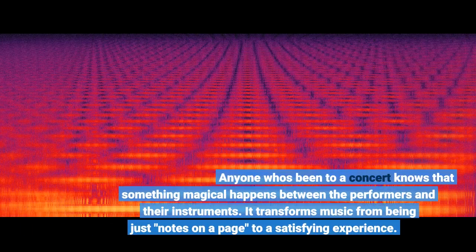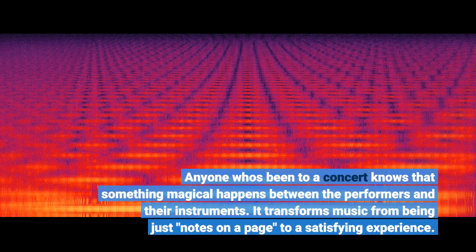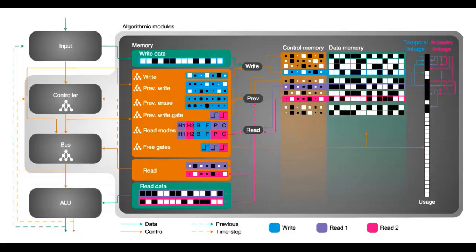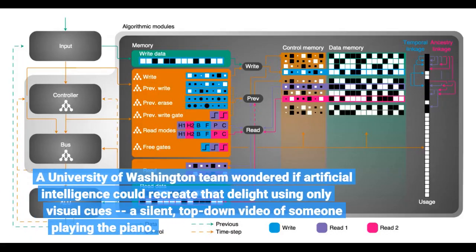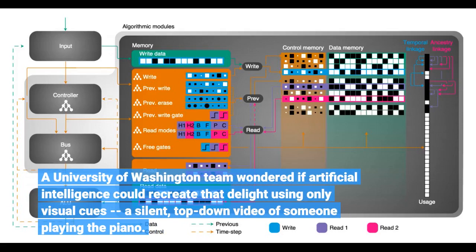Anyone who's been to a concert knows that something magical happens between the performers and their instruments. It transforms music from being just notes on a page to a satisfying experience. A University of Washington team wondered if artificial intelligence could recreate that delight using only visual cues, a silent, top-down video of someone playing the piano.